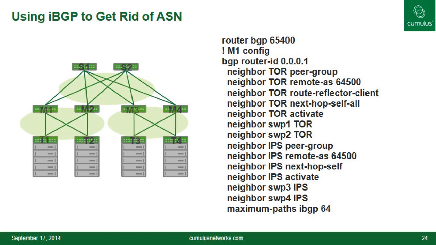You don't have to worry about areas. You don't have to worry about ABRs, and you don't have to worry about stubby and not-so-stubby areas. There are many things that you essentially walk away from and build pretty large scale networks that scale fairly well. Because remember, BGP powers the internet.